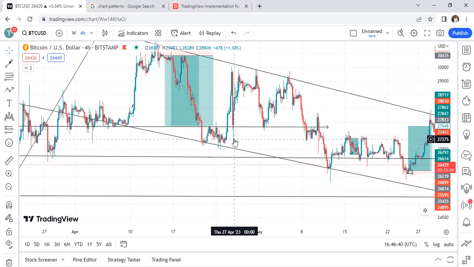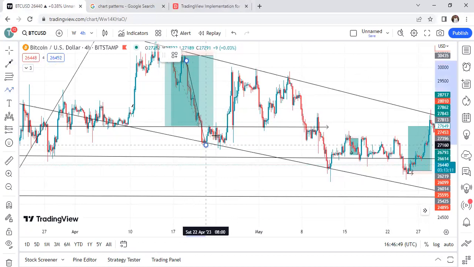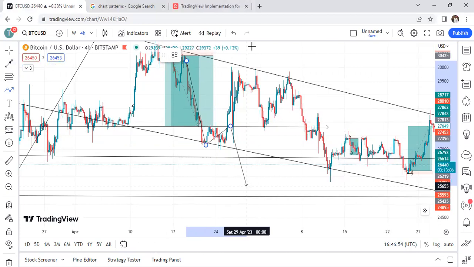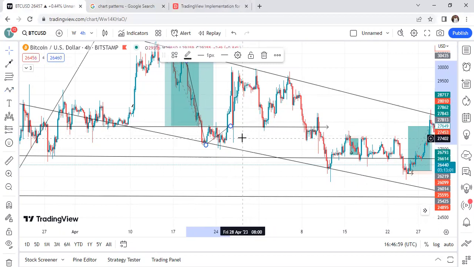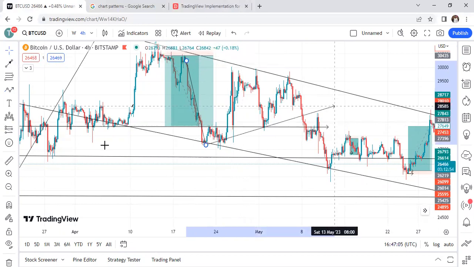But those who understand structure will not take that trade. Because after this is an impulse, right? Impulse, this is a correction right there. After a correction, it's meant to drop, not to go up. So someone like me, I will not take that trade. But I will take this trade right here, this one right here.